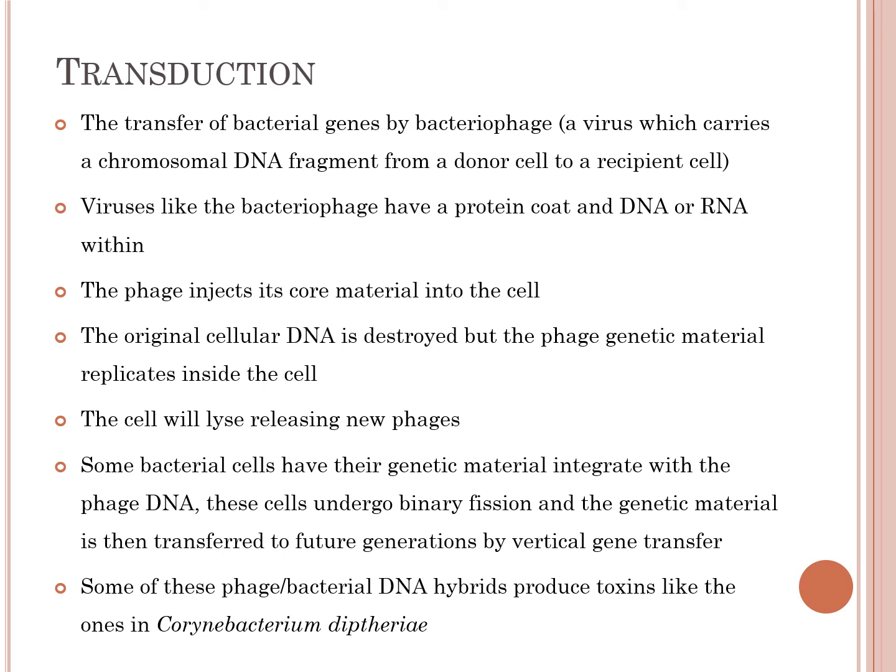The cells are going to lyse, releasing new phages. Some bacterial cells have their genetic material integrated with the DNA in the phage. These cells undergo binary fission, and the genetic material is then transferred to future generations by vertical gene transfer. Some of the phage or bacterial DNA hybrids produce toxins like the ones in Corynebacterium diphtheriae.